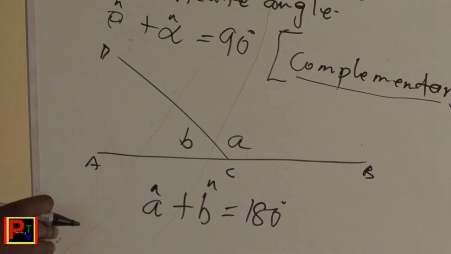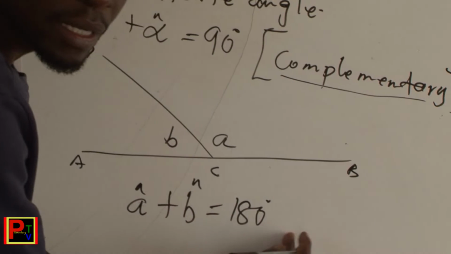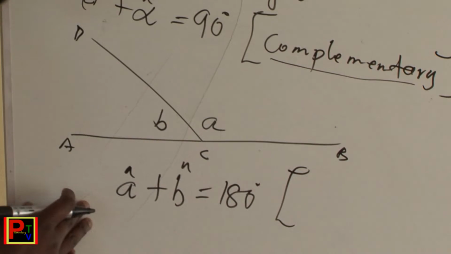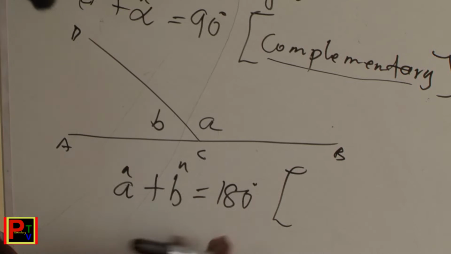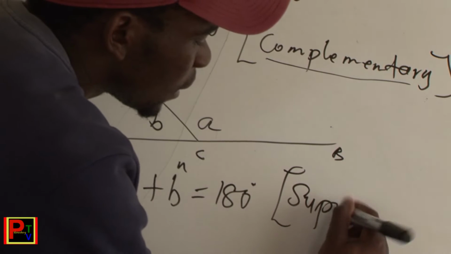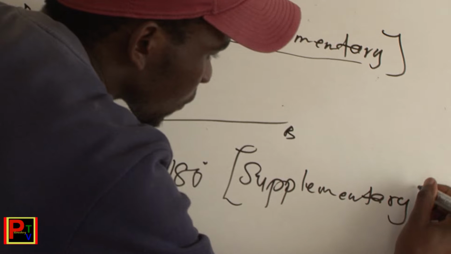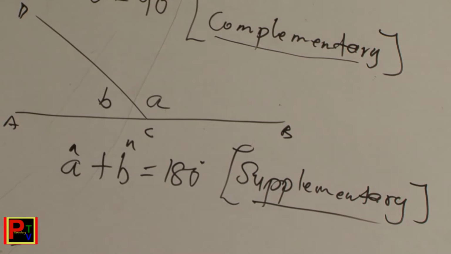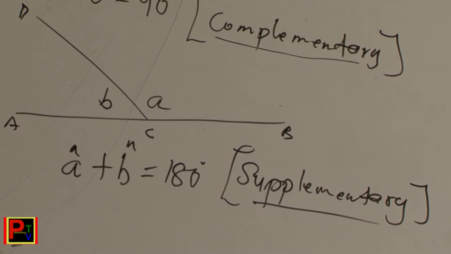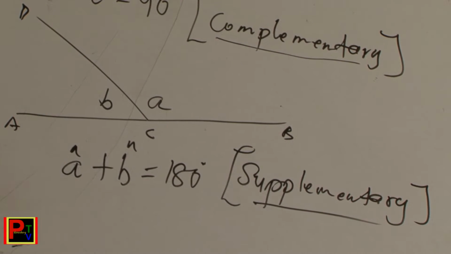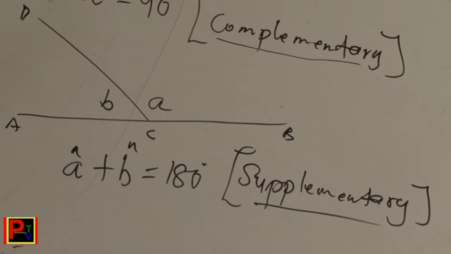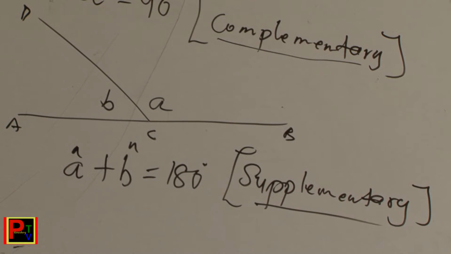Now, we have a word for that. Reasoning part, we have to say these angles, if they add up to 180, they are supplementary. So we have another word to use. Angles that add up to 180 are supplementary. And where do we get them? We get them on a straight line.